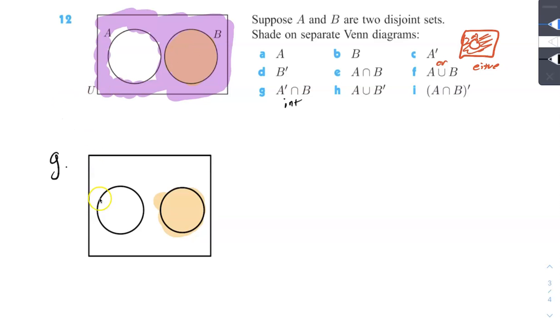That's everything that's not in A. So not in A, but it is in B. So it just happens to be B. And it wouldn't be that if it was a different Venn diagram picture, but in this Venn diagram picture, it happens just to be that.